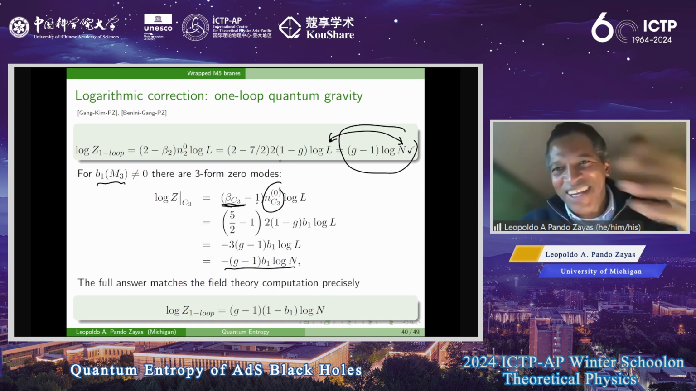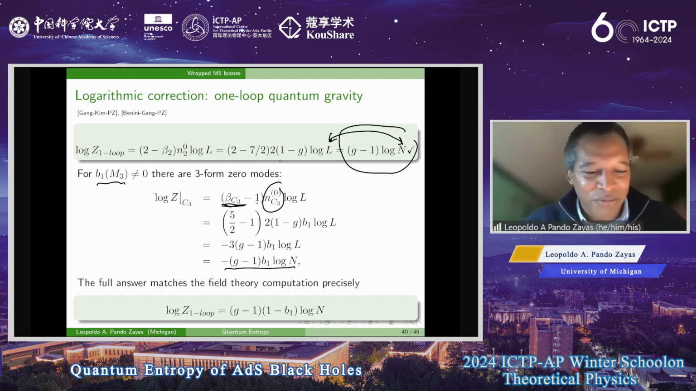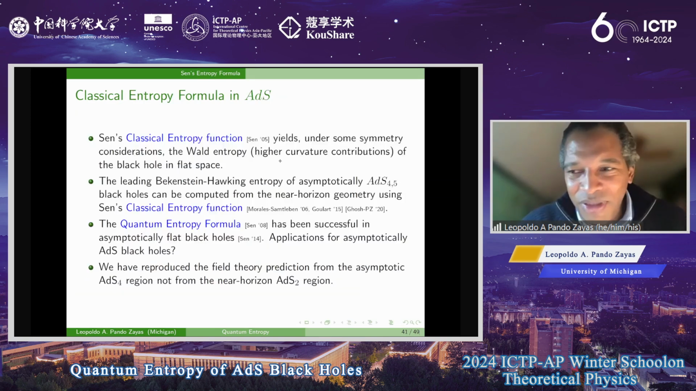Again, you have to believe me. I'm not showing you the field theory computation, but this matches.